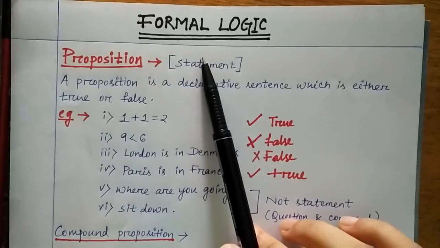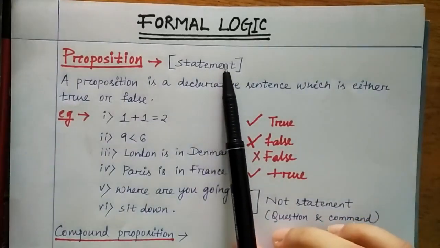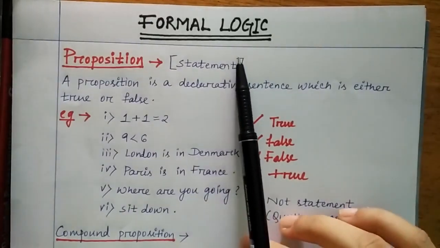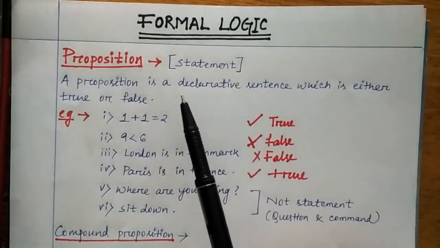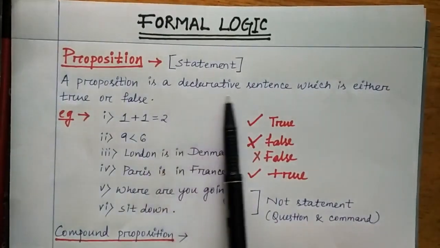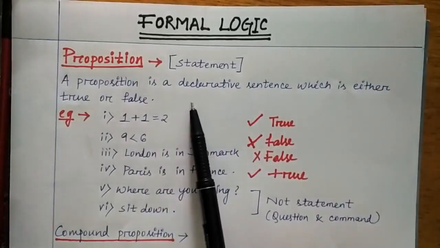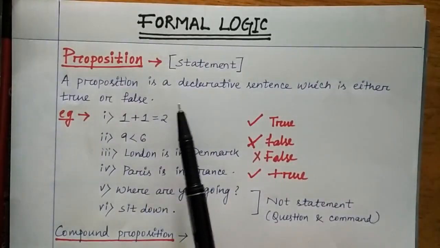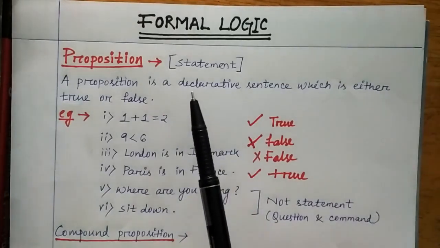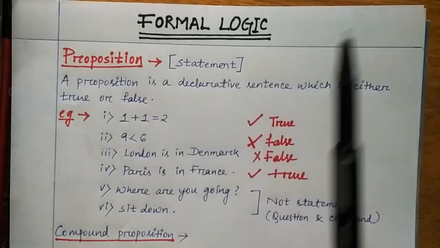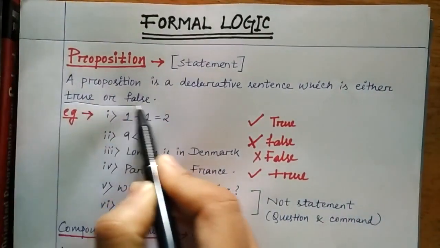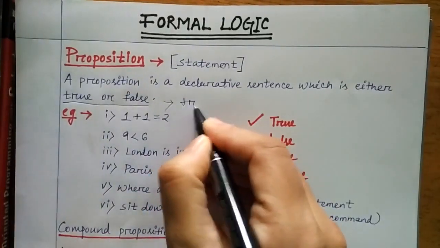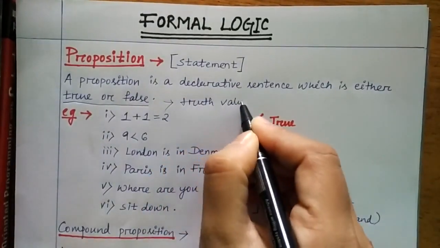A proposition is a statement. Statement in the sense of a normal English sentence, like I'm going to school or I'm eating my food. Those kinds of statements are called propositions. The very important thing is that a proposition is a declarative sentence which is either true or false. For every proposition, we determine whether the declarative sentence is true or false, and true and false are known as the truth value of the particular sentence.